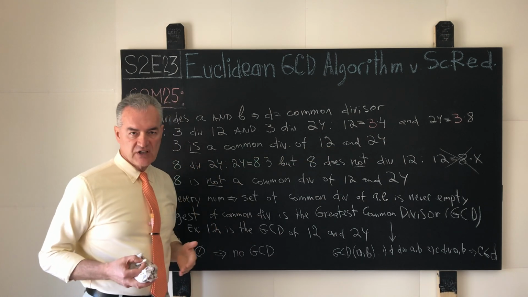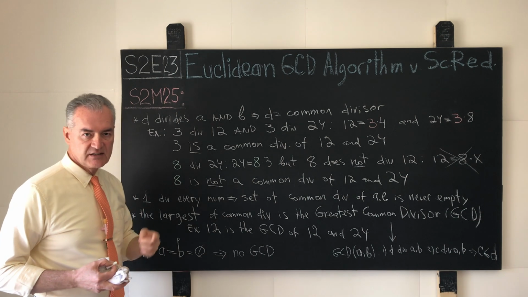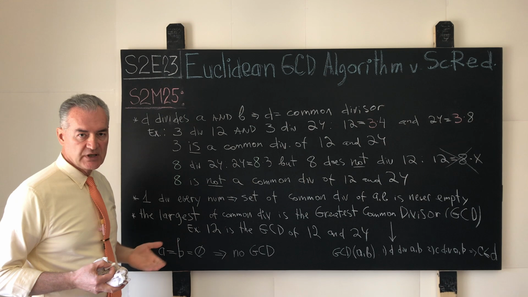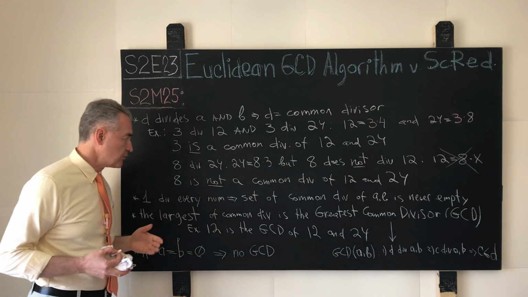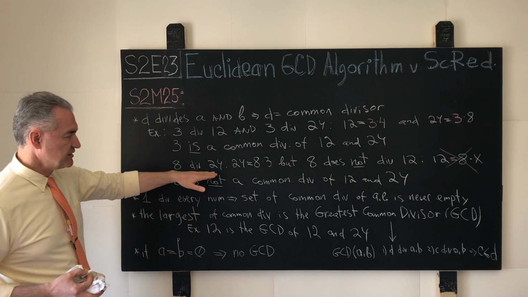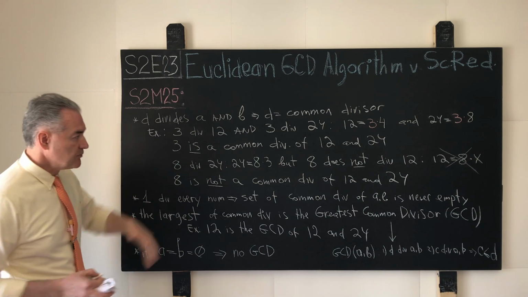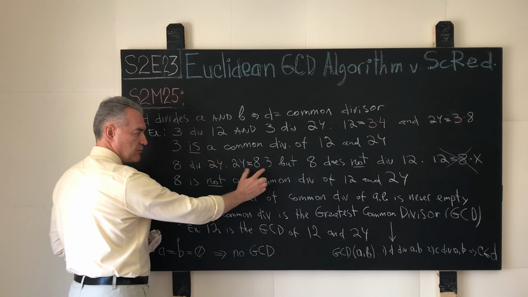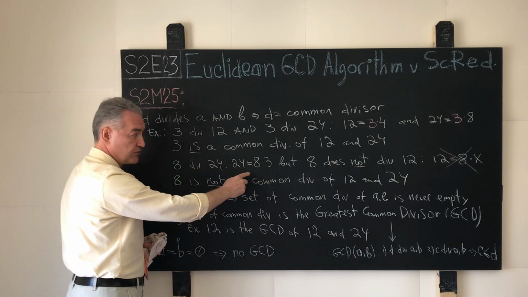However, if a proposed number does not divide at least one number in the pair, then that number cannot possibly be a common divisor of two numbers. For example, the number 8 does divide 24. Why is that? Because for the pair 24 and 8, there exists a number 3 such that 8 times 3 is 24.